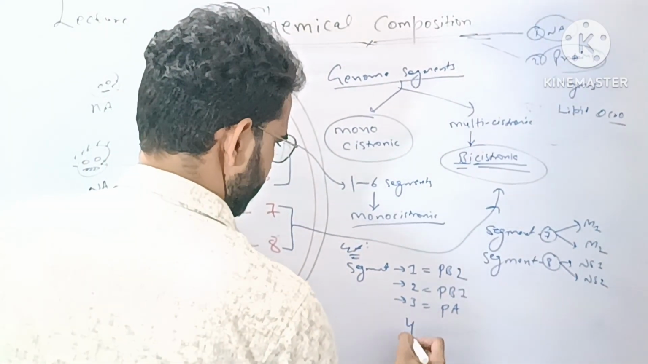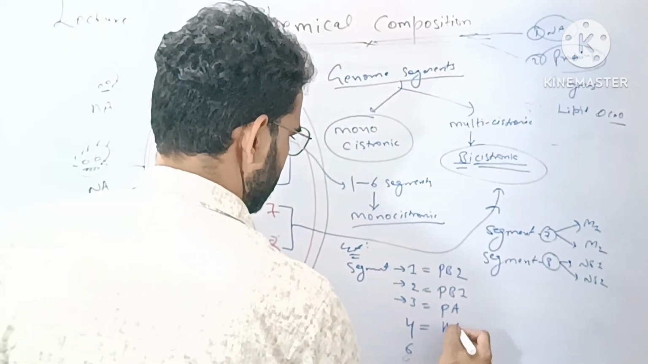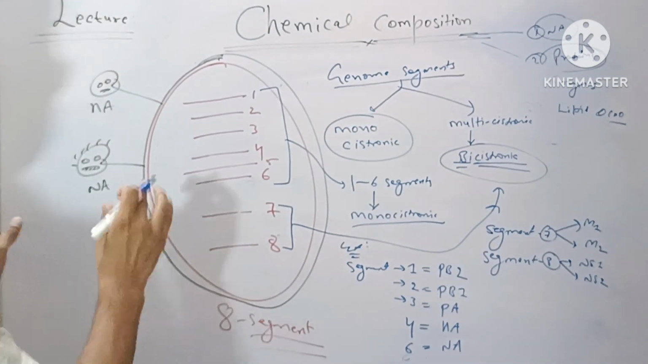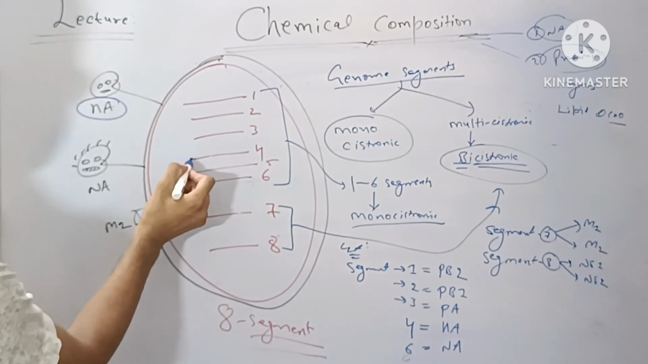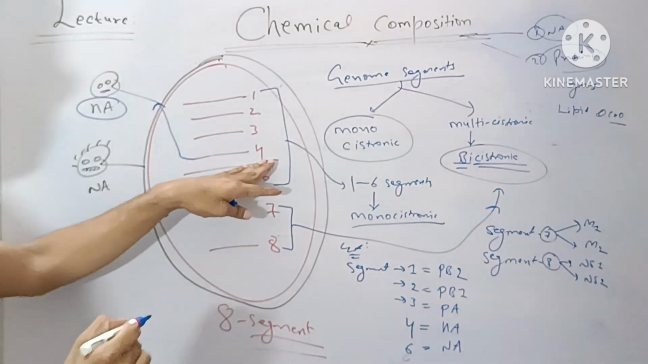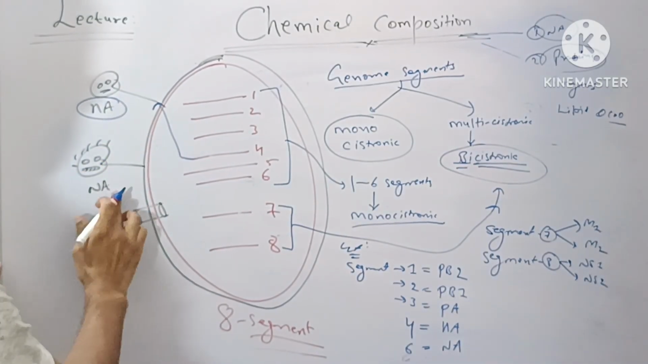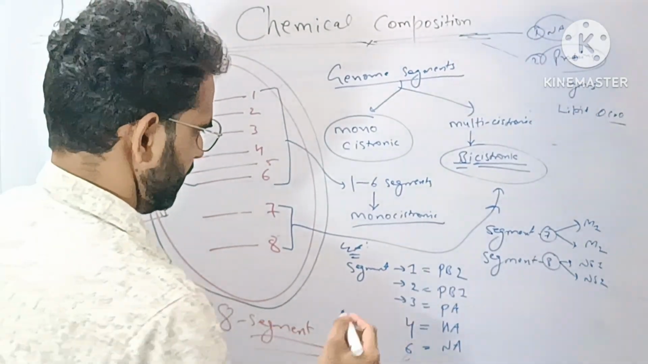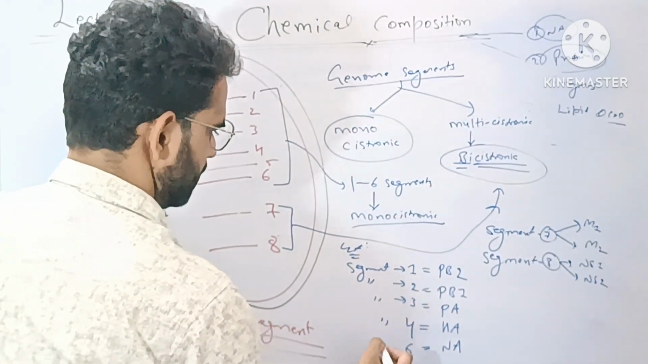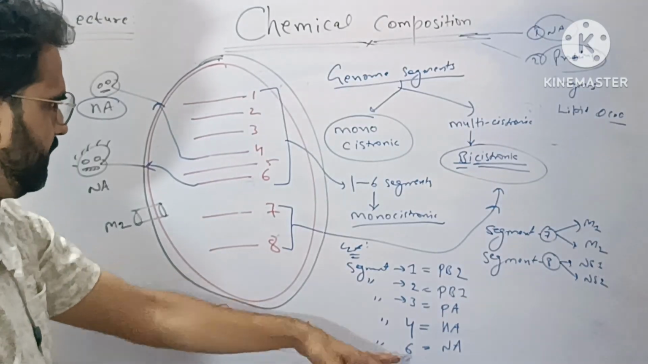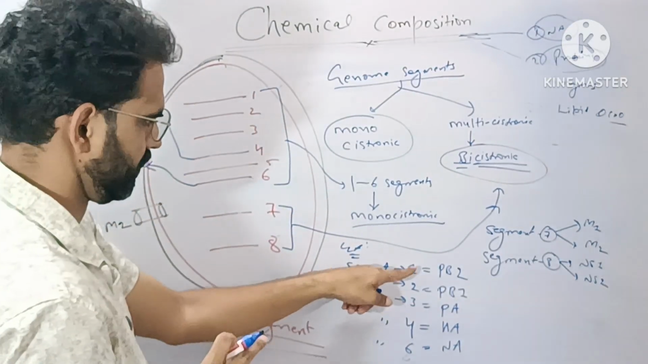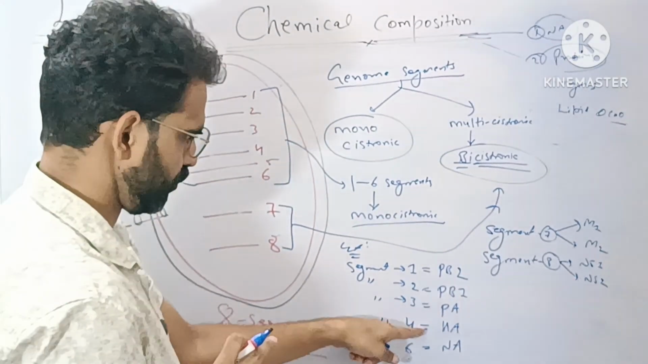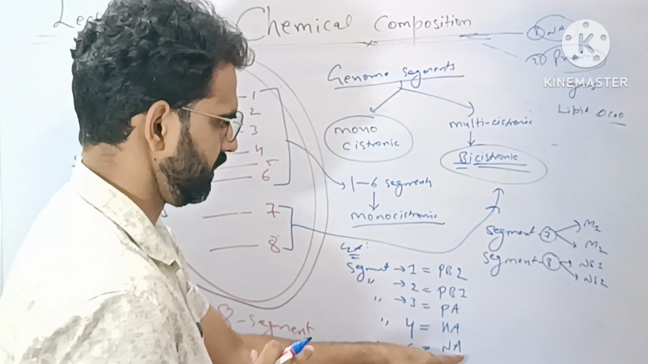Then segment number 4 and 6. 4 codes for hemagglutinin and 6 codes for neuraminidase. So this HA is coded by segment number 4, and NA is coded by segment number 6. So these are the monocistronic segments, means 1, 2, 3 code for a single protein each, PB2, PB1 and PA. 4 codes for hemagglutinin and 6 codes for NA.